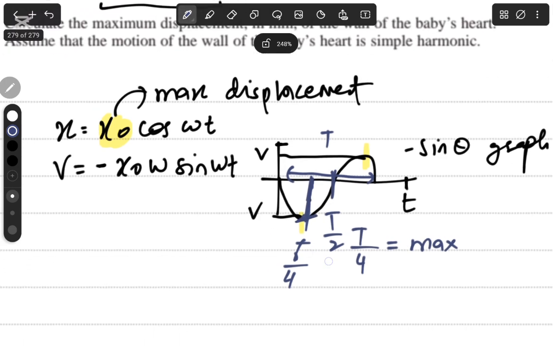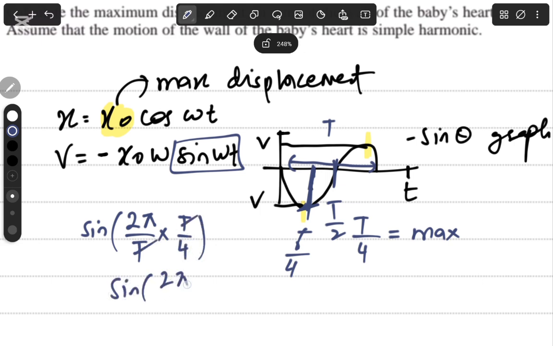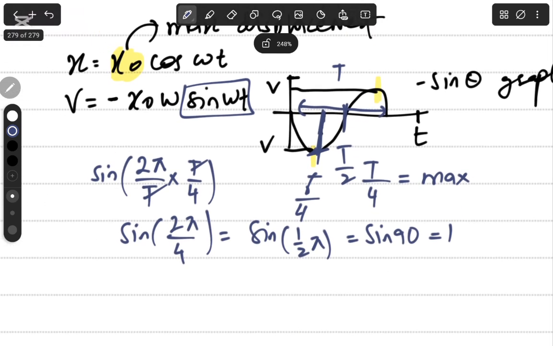So what I can do here is say sine of omega, which is 2 pi over T, the time period, times T over 4. The T cancels out and I get sine of 2 pi over 4, which is sine of half pi, which is sine 90, and that's just equal to 1. So I can write v max equals x naught omega.